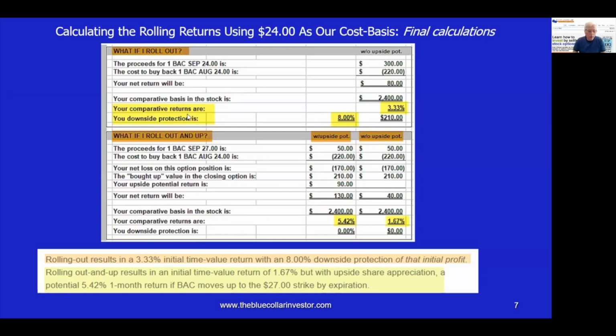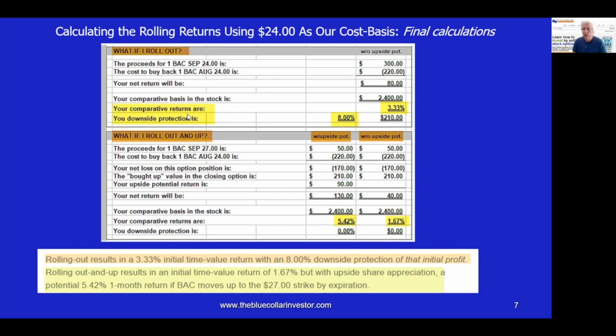And here's what we learned. Rolling out results in a 3.33% initial time value return. But since we rolled out an in-the-money strike, we also have downside protection of that initial profit, which in this case is 8%. What that means, ladies and gentlemen, is that we are guaranteed a 3.33% time value return as long as share value does not decline by more than 8% by contract expiration. So that looks like a pretty favorable trade for most of us.